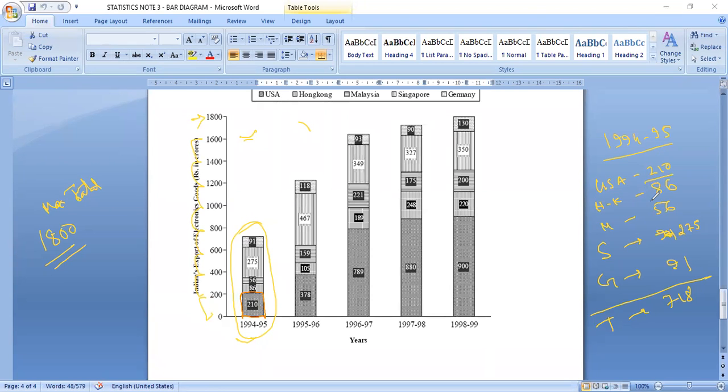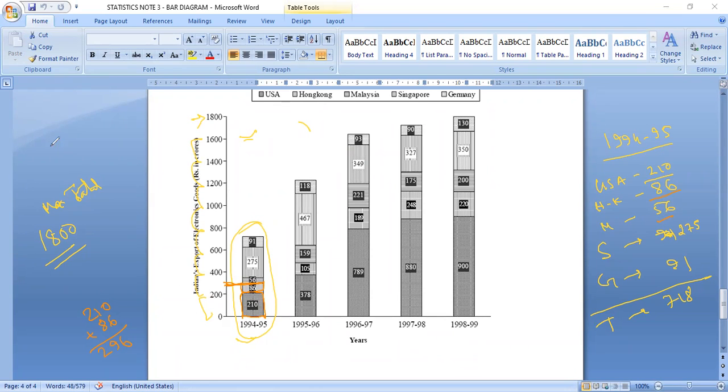After that, you have to add 86. So 210 plus 86 is 296, so you go up to 296 point. Clear? And you draw this. The subdivided is a little bit tough with respect to the other two, multiple and simple, which are quite easy. Then you have 56.